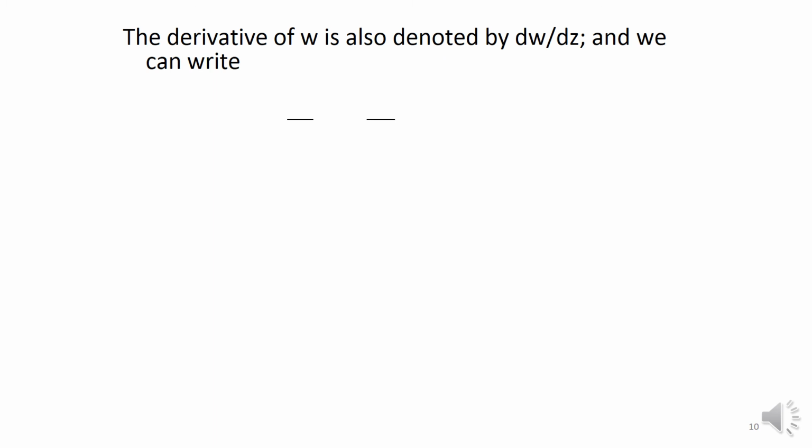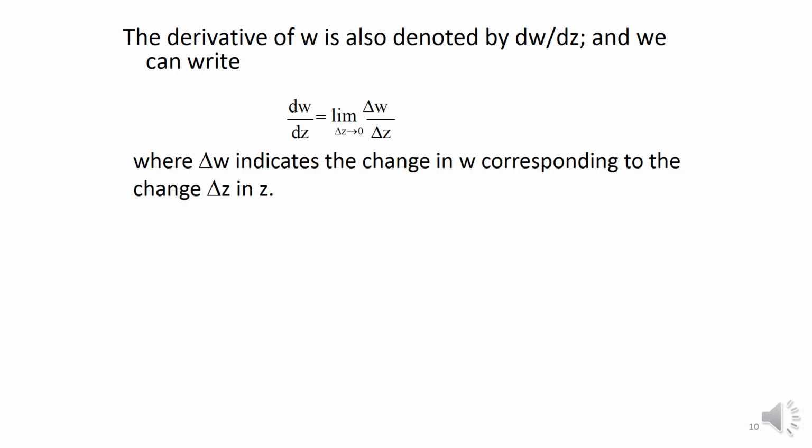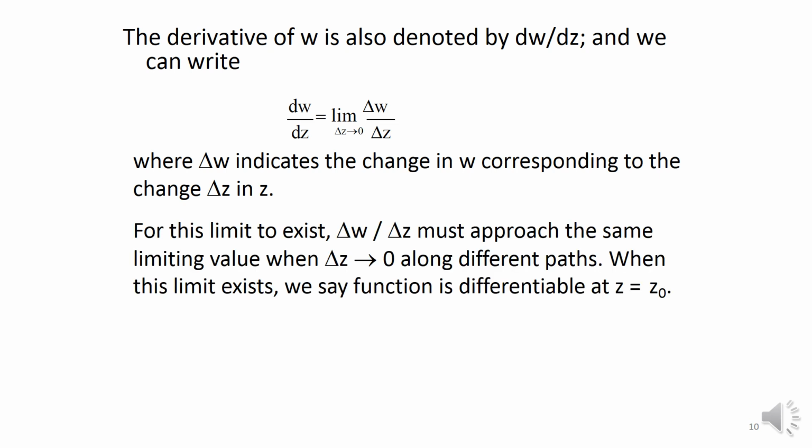The derivative of w is also denoted by dw/dz, and we can write dw/dz = limit delta z tends to 0 of del w/del z. So this is another notation, where del w indicates the change in w corresponding to change delta z in z. This is the second form of the derivative, and for the limit to exist, del w/del z must approach the same limiting value when delta z tends to 0 along different paths. So if all values are the same, then the limit will exist, otherwise not.